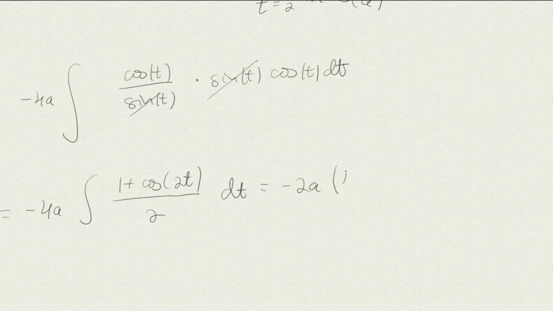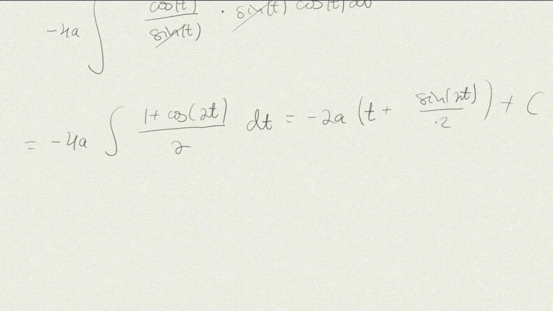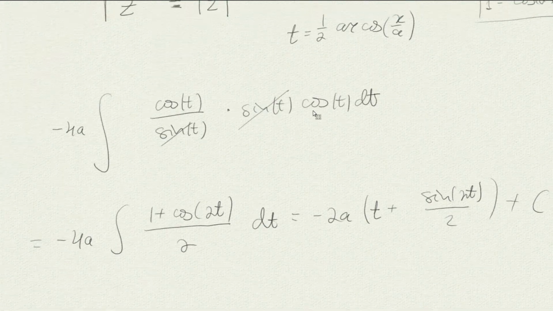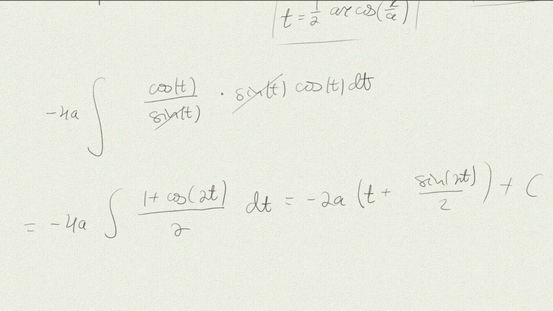So here we're going to have t, the integral of 1, and plus, the integral of cosine is sine of 2t, and we need to divide by the internal derivative, which is 2, so it's over 2, and plus a constant. And now we can plug in the value for t. I remind you that it's half arc cosine of that, and minus 2.